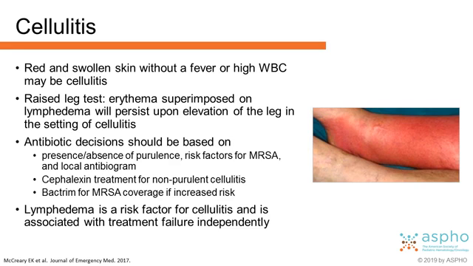Antibiotic decisions should be based on the presence or the absence of purulence, risk factors for MRSA, and local antibiograms. However, most commonly, cephalexin treatment for non-purulent cellulitis can be appropriate. Bactrim for MRSA coverage, if at increased risk for MRSA, is also appropriate, with the caveat that providers select the best empiric treatment based on resistance to oral MRSA treatments in their community. And finally, lymphedema itself is a risk factor for cellulitis, and it is also associated with treatment failure independently.